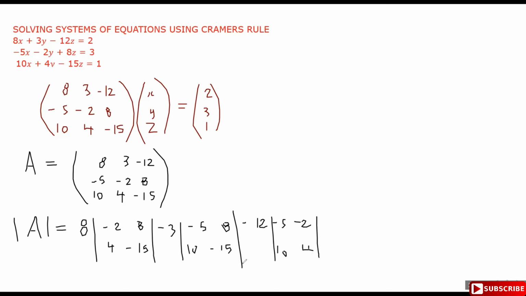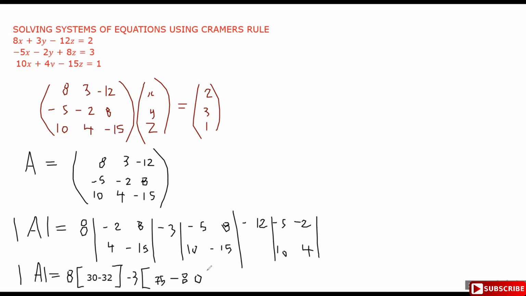And we need to find the determinant of A. So to find the determinant of A, this is now going to be equal to 8 times, let's work it out. We're going to simplify this now. It's going to be minus 2 times minus 15. We know that is 30. That's 30 minus 8 times 4 is 32. So we close that bracket. Then it's going to be minus 3 times, in bracket, minus 5 times minus 15 is 75. 75 minus 8 times 10 is minus 80.